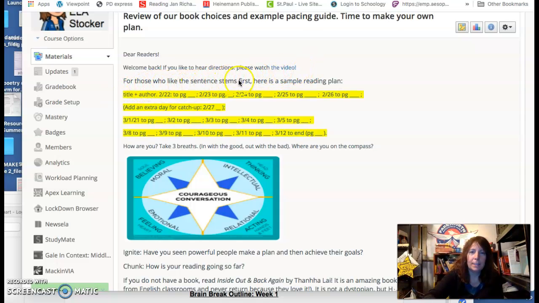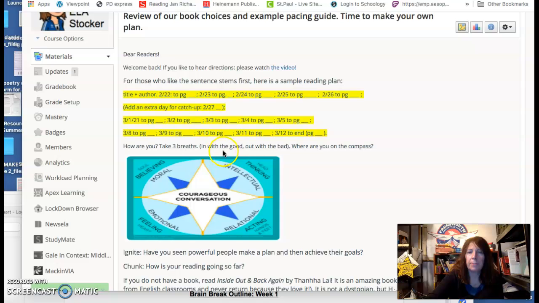For those who like the sentence stems first, here's an example reading plan. Title and author, 222 to page, 223 to page, put it in here in the blank, 224 to page, 225 to page, 226 to page, etc. Add an extra day for catch up on 227.